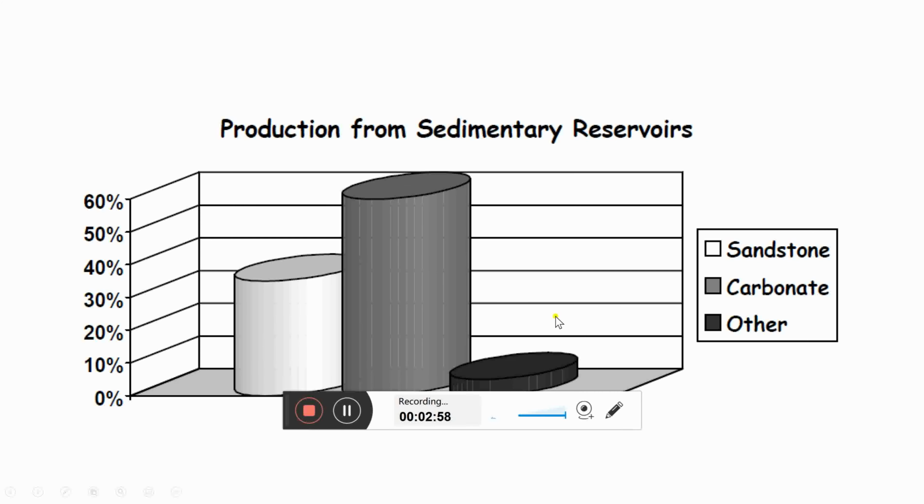Here is the production from sedimentary reservoirs. This data was collected from the globe, from different countries, and then plotted. As you can see, the majority of the reservoirs in the world are carbonate plus sandstone, from where the world is getting production. So you can feel the importance of these particular rocks, sandstone and carbonate, and these are sedimentary rocks. And there are also some other rocks where a minor quantity of production also exists.